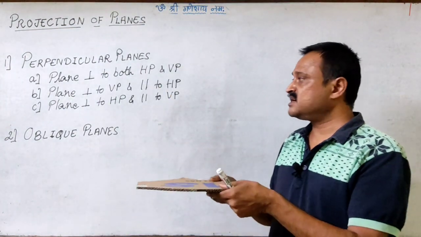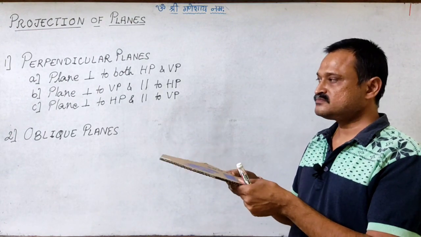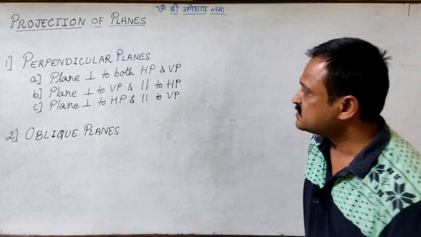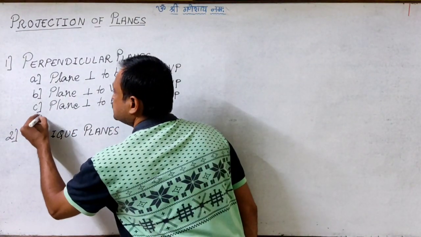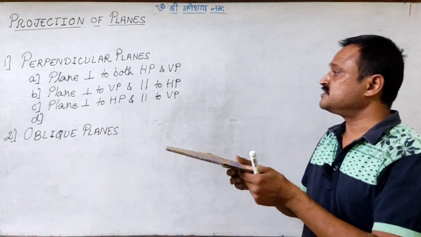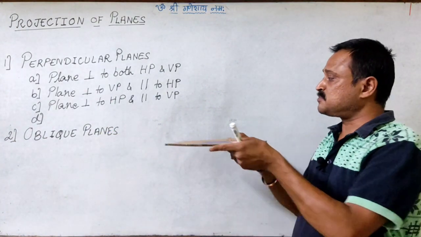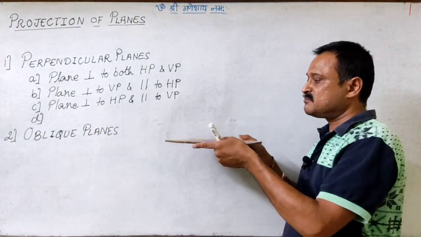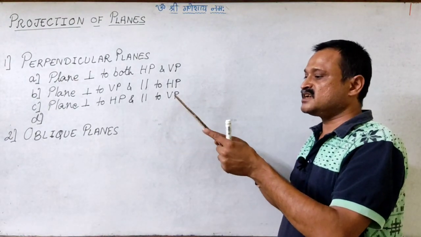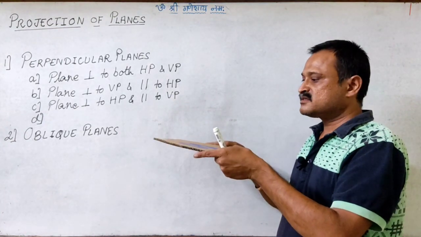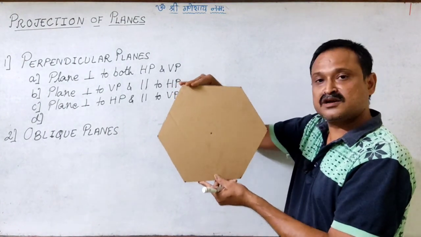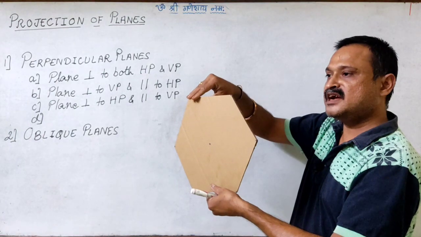Oblique means when it is inclined to... this is the third case, sorry, there is a fourth case. Now, the case D, which I have missed. Now, wherein we can again have a fourth condition where this plane remains perpendicular to the vertical plane, but it is inclined to HP. It is not parallel to HP, it is inclined to HP, or this plane remains perpendicular to VP and perpendicular to HP and it is inclined to VP.